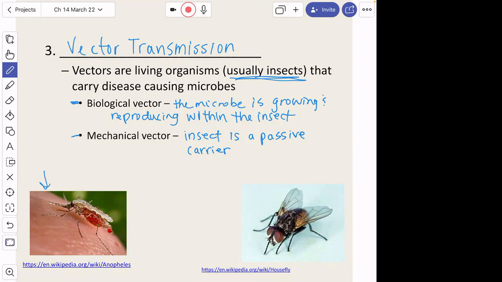Mechanical vector, the best example I could think of was just a housefly. Maybe a housefly that lands on some cow manure and picks up some E. coli, and then finds its way to the picnic and lands in the potato salad, and some microbe starts to grow in the potato salad that then gets us sick when we ingest it. So that E. coli wasn't growing or dividing in the fly in any way. It was just being carried from one place to another. Okay, so that's a mechanical vector.